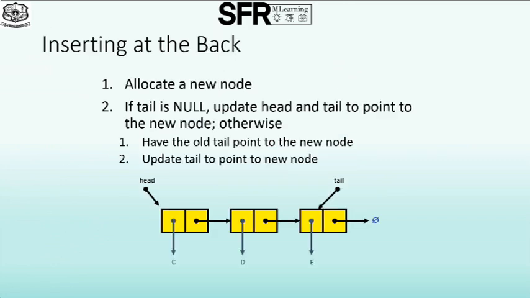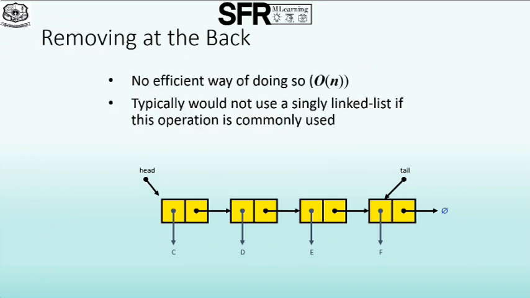Then inserting at the back. How do we insert the element at the back? We create a new node. If the tail is null, update the head and tail to point to the new node; otherwise have the old tail point to the new node, and update the tail to point to the new node. Now the elements in the list are C, D, E. So the new element E is the tail element. Then the new element F becomes the tail element, so we update the tail to point to the new node.